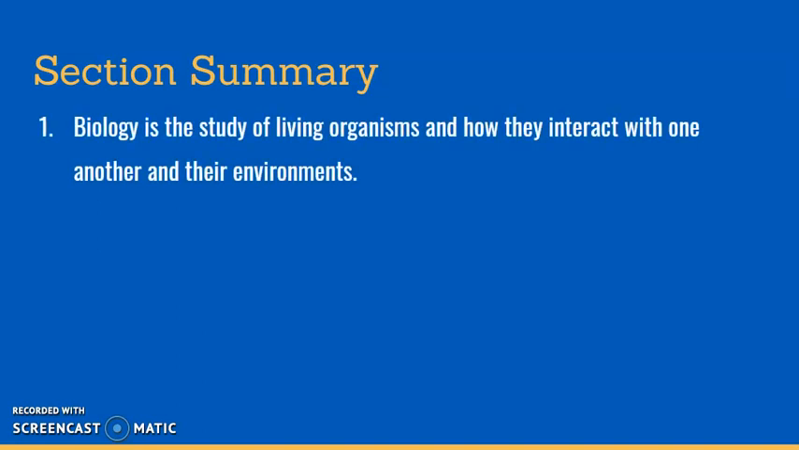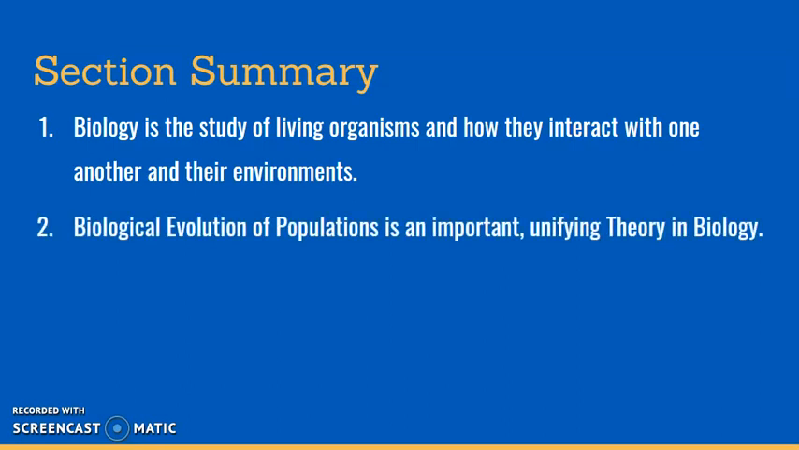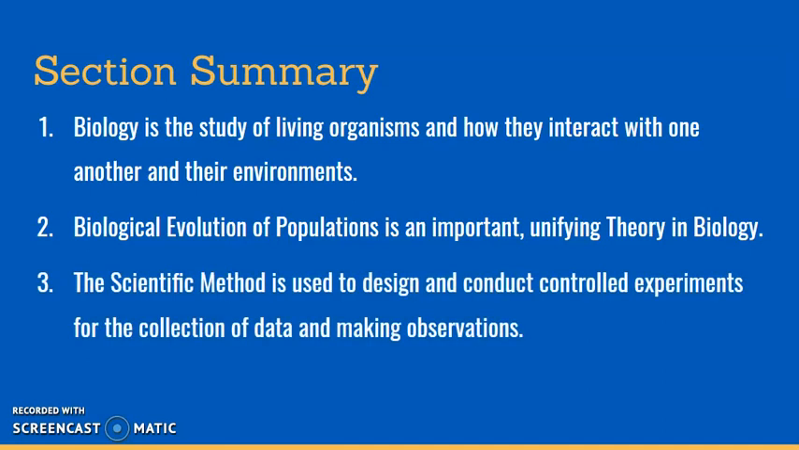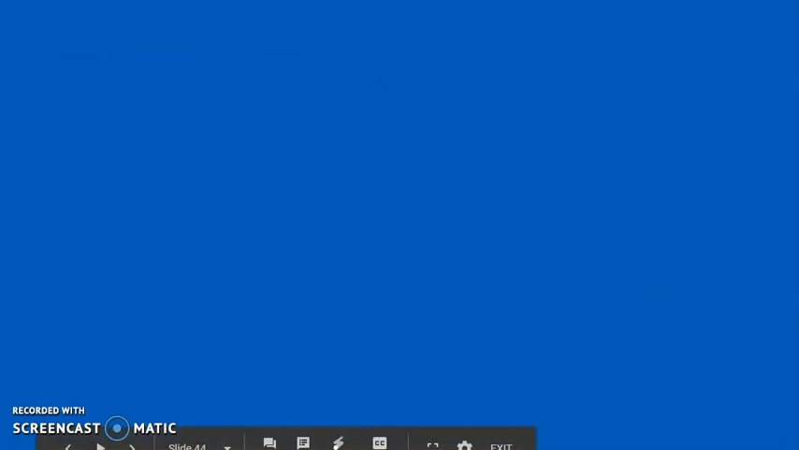In summary, biology is the study of living organisms and how they interact with one another and their environments. Biological evolution of populations is an important unifying theory in biology, and the scientific method is used to design and conduct controlled experiments for the collection of data and making observations. This concludes the Chapter 1 lecture video series.